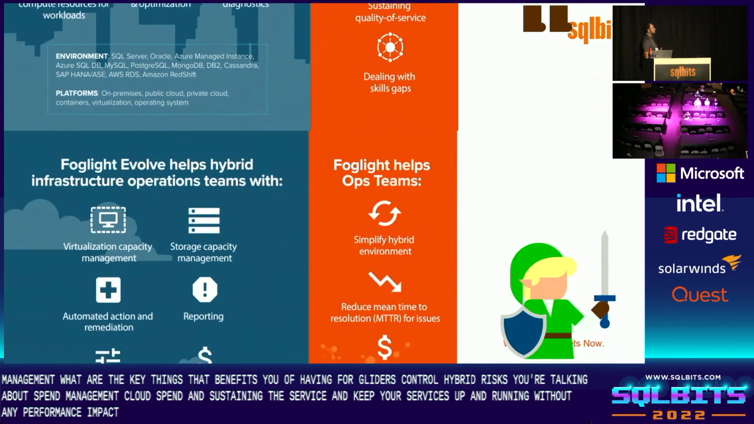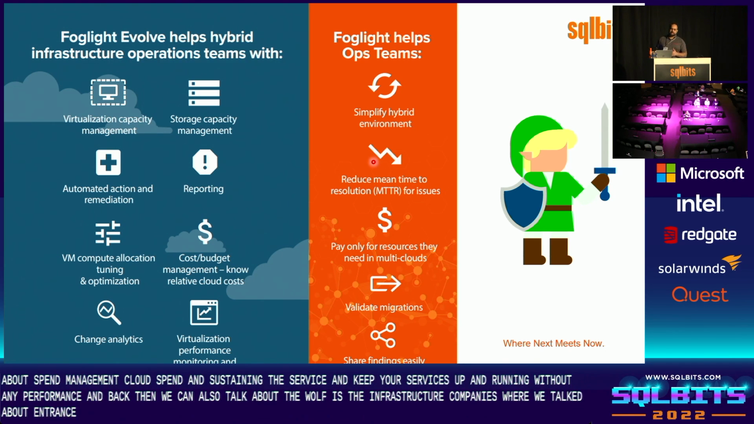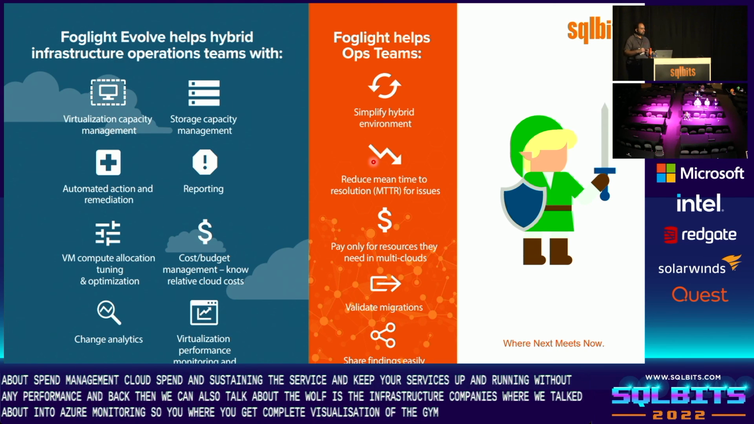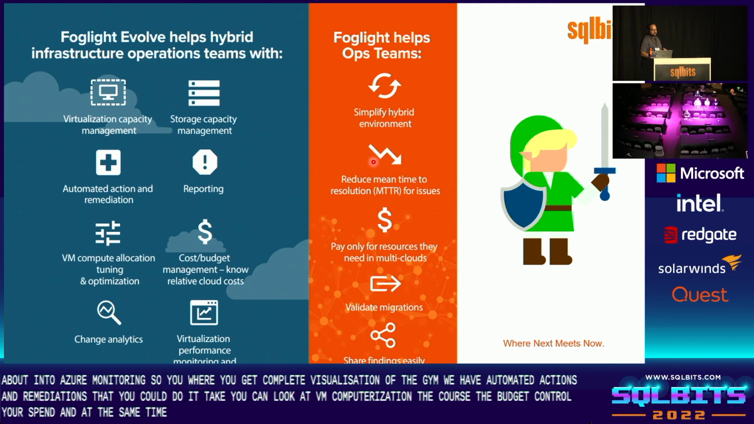Then we can also talk about Foglight Evolve. Foglight Evolve is the infrastructure component where we talked about end-to-end Azure monitoring. So you get complete visualization of the VMs. We have automated actions and remediations that you could take. You could look at VM compute utilization, the cost, the budgets, control your spend, and at the same time, if you need to manage your hybrid as well as cloud on one platform, that can also be done.